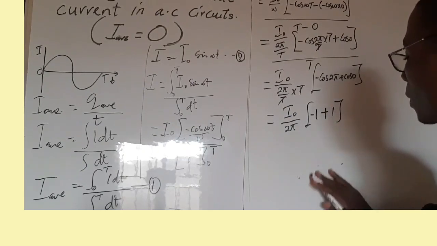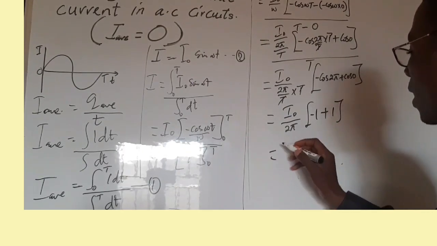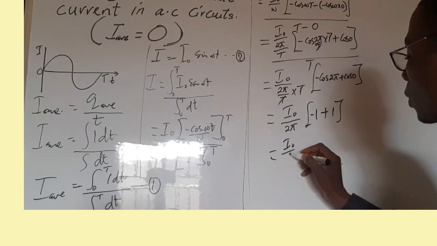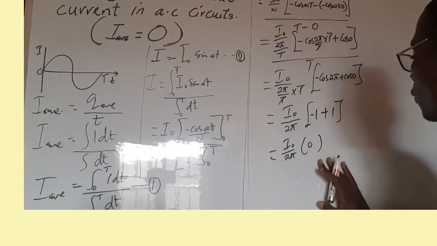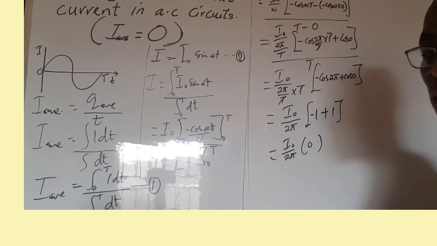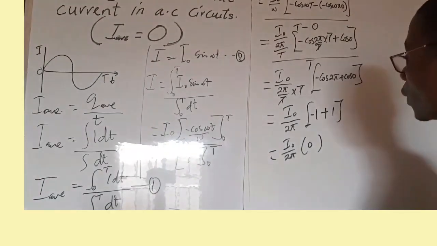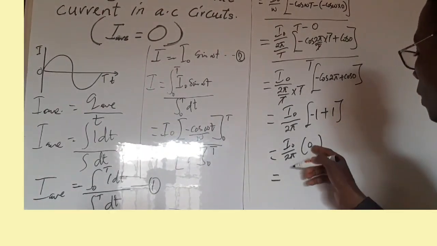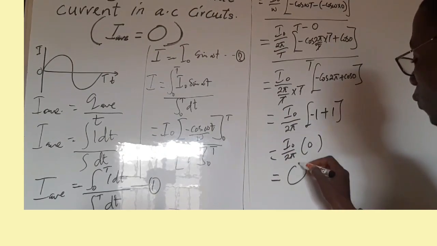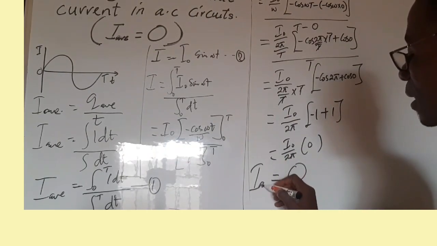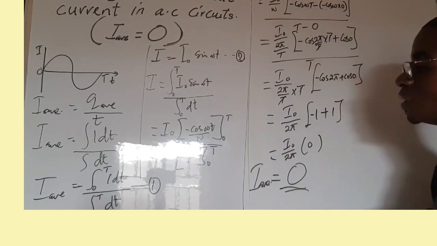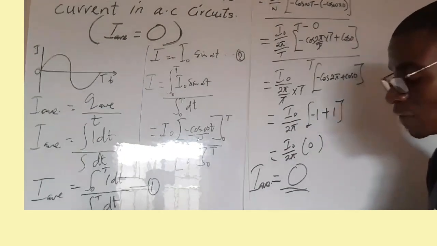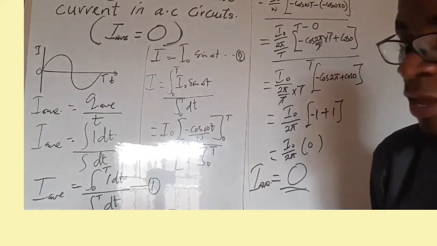Okay, from there, we can now say that our average current is I naught over 2 pi into 0, because plus 1 minus 1 is equal to 0. So finally, 0 times this is equal to 0. So we can say our I average is equal to 0. So it is really true that I average is equal to 0.